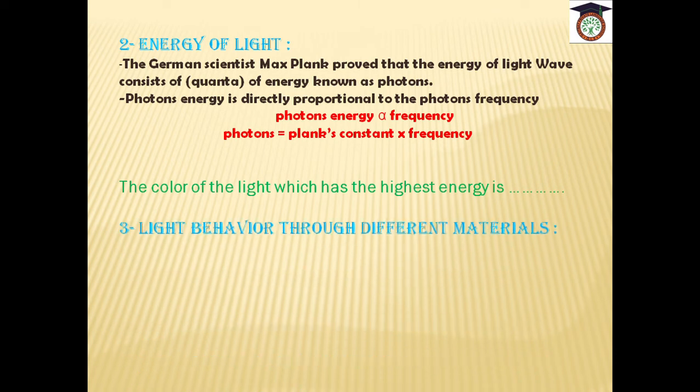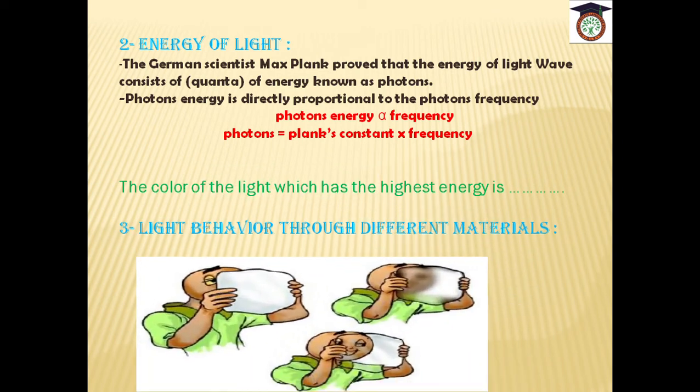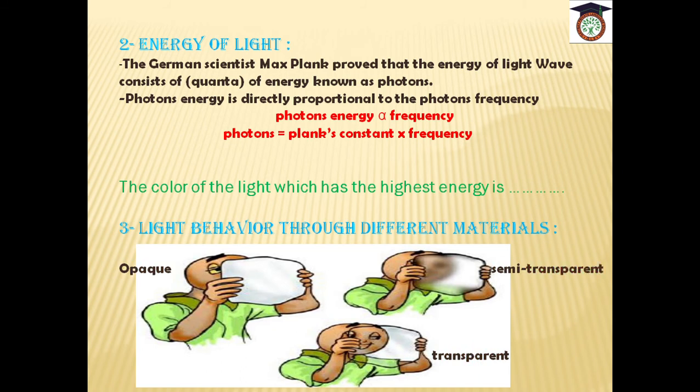Number three, light behavior through different materials. We have three different materials, as we see here: opaque, semi-transparent, and transparent. As we can see, through the transparent material we can see clearly. We can see the face in full detail. But through the semi-transparent, it's less clear. It's blurred. And with the opaque, we couldn't see any of the details of the face.